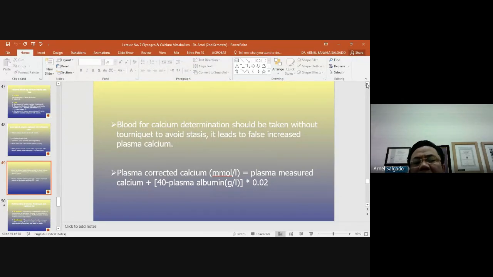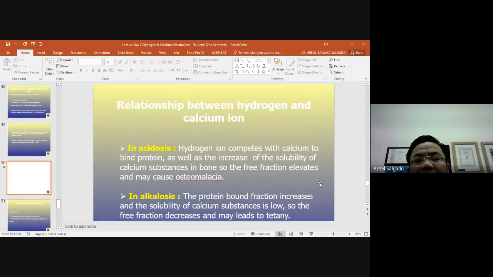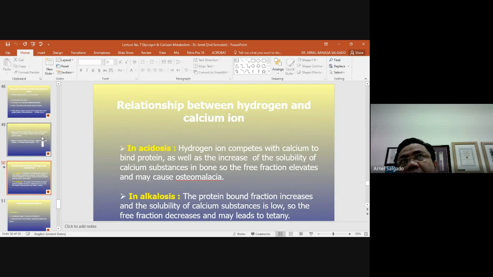Now, the plasma corrected calcium in millimoles per liter equals the plasma measured calcium plus 0.02 times (40 minus the plasma albumin in grams per liter), so we can come out with the normal reading of your calcium content. Calcium is needed, no? Now let us look into the relationship between hydrogen and calcium ion.